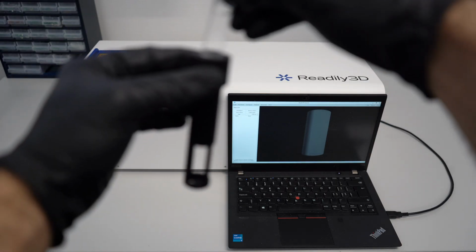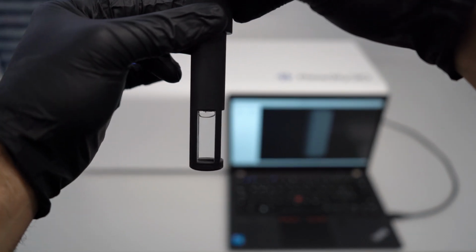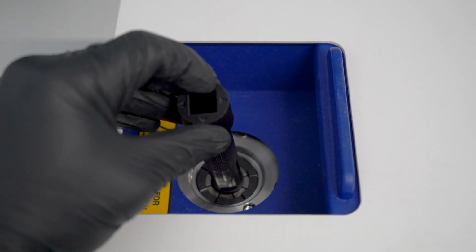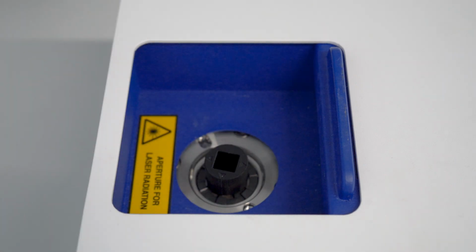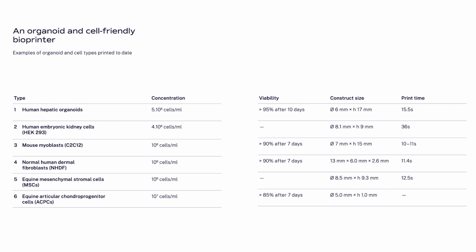The main parameter in tomographic printing is the light dose needed to form the object. We provide a dose test protocol and the corresponding accessories to find this value using a minimal amount of resin. Tomographic printing is a gentle process. The printing times are extremely short, and the amount of light is very low. Combined with the absence of shear forces and contaminants, this leads to an excellent cell viability.